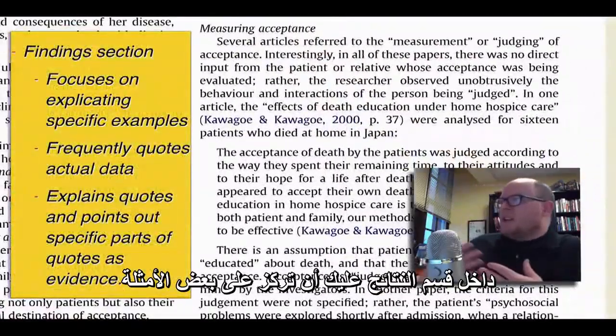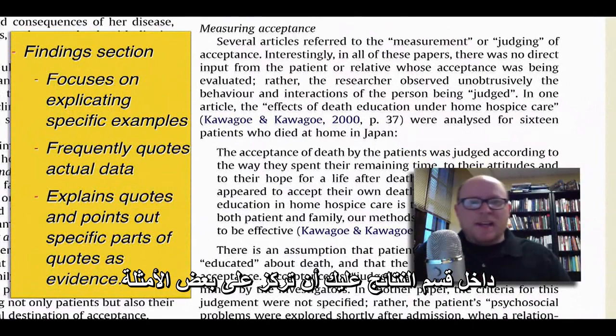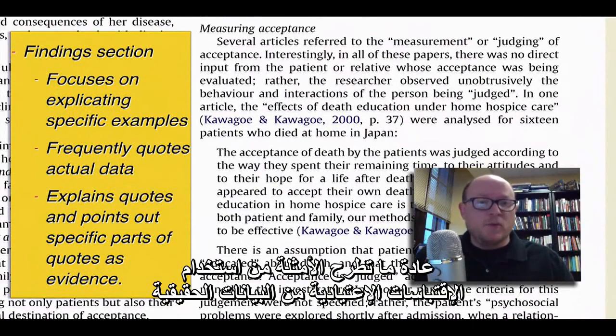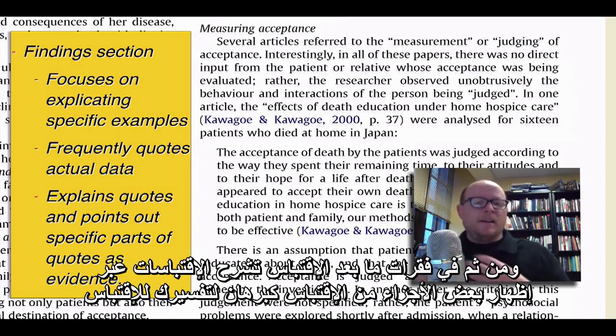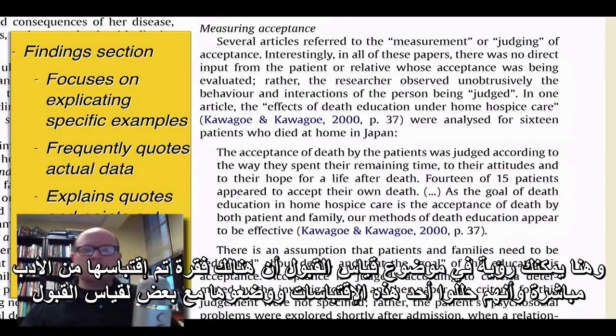Now, within the findings section, I mentioned that you have to focus on explicating specific examples. Usually you do the examples by using frequent quotes of actual data. And then in paragraphs after the quotes, actually explain the quotes, usually by pointing out specific parts in the quotes as evidence for your interpretation of the quotes. And you can see here, in this measuring acceptance theme, that they've got a paragraph straight out of the literature. This is one of the quotes that they analyzed to put this theme together of measuring acceptance.